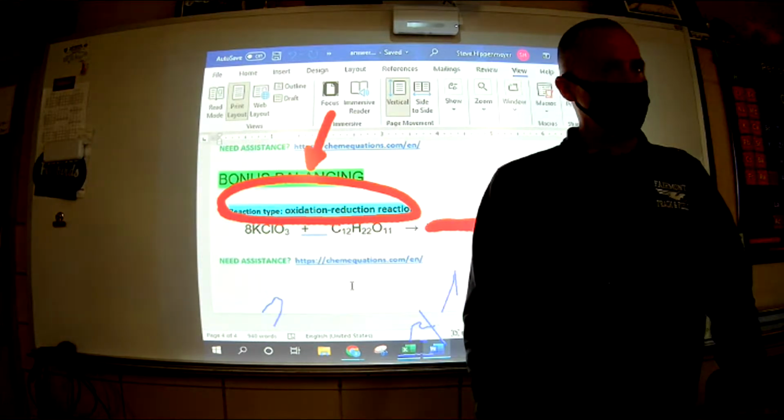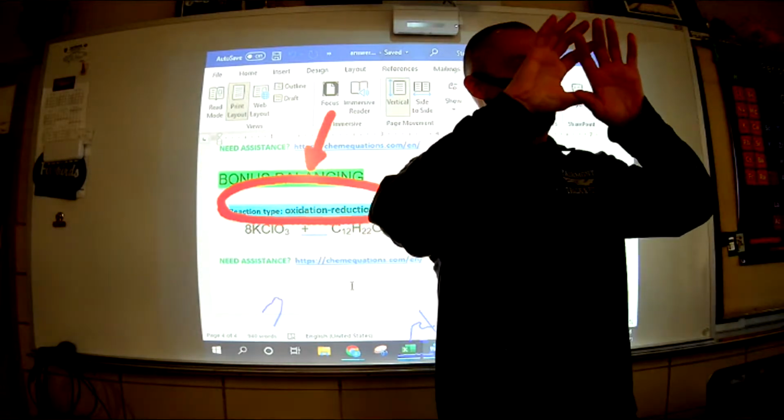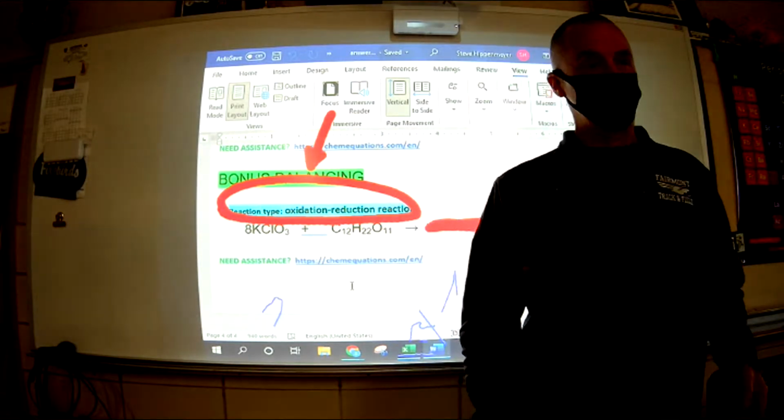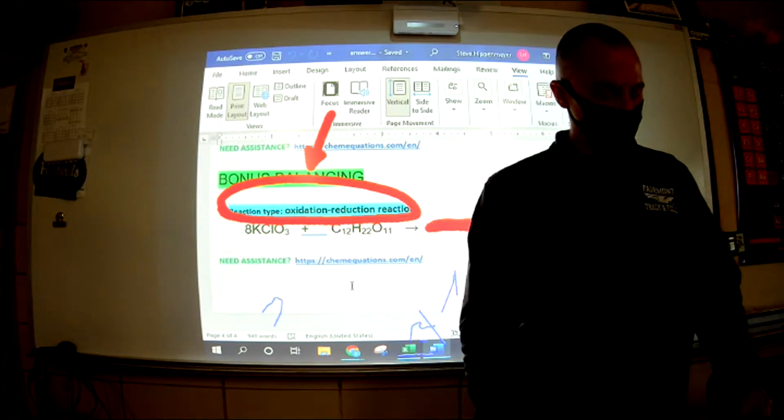Good luck, students. This is fun as well. It is really fun to know the reaction and write it yourself. It's as much fun as to be given the reaction and try to figure out what kind it was and then balance it.